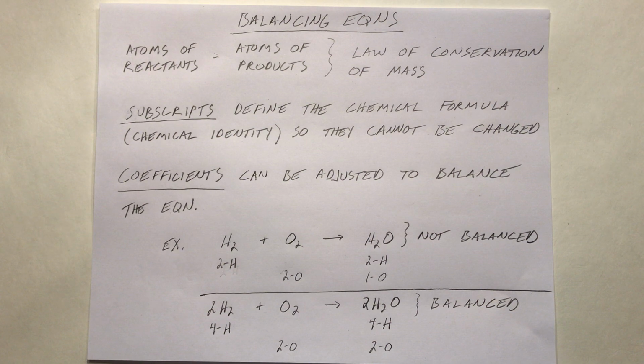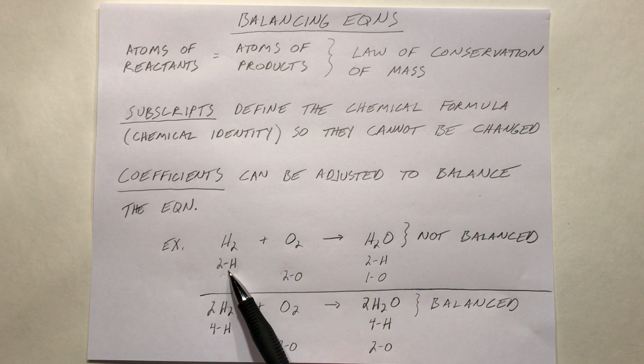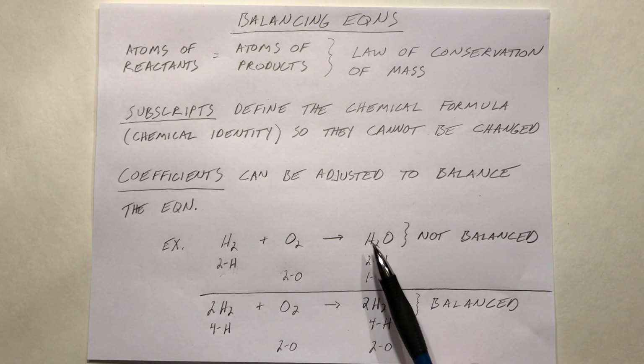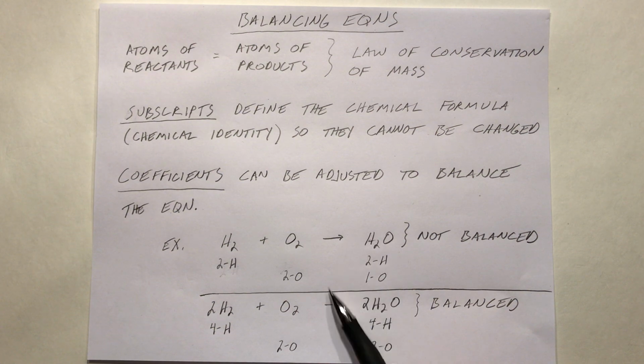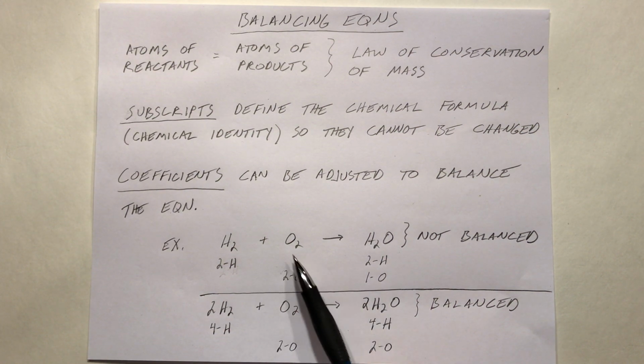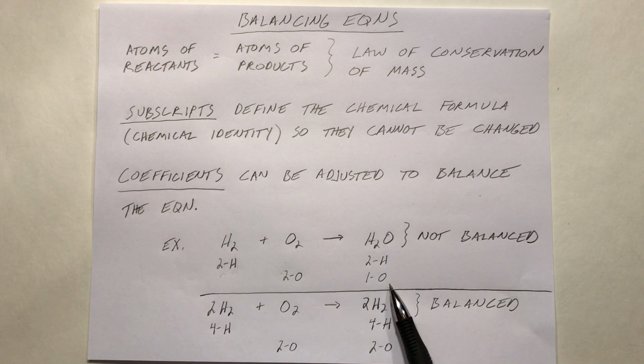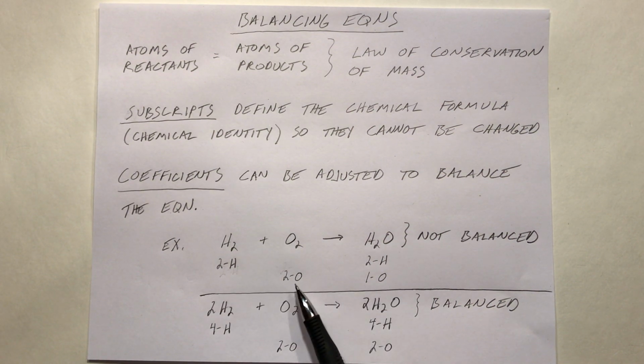We can figure that out with a little bit of bookkeeping. Unwritten coefficient of 1 times 2 means that we have 2 H's, represented by H2 on the left-hand side of the arrow, and on the right, coefficient of 1 that's not written times 2 subscript means we have 2 H's. So the H's are balanced. Let's check out the O's. Unwritten 1 times 2 is 2 O's, and unwritten 1 times 1 is 1 O. So you can see that the way it's written here, it's not a balanced equation. The oxygen atoms are not equal.